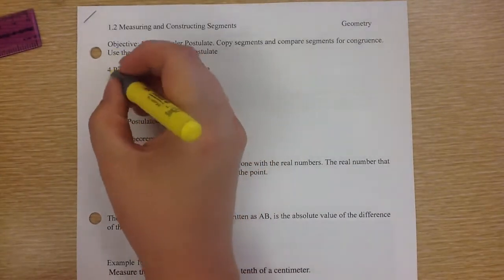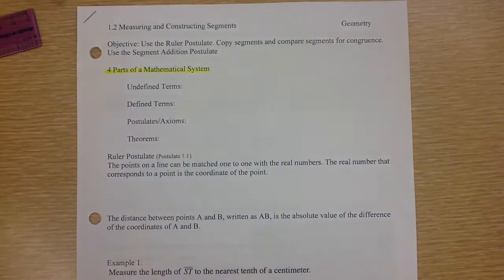Okay, here are the 4 parts of a mathematical system. We'll be using highlighter today. If you do not have a highlighter, please pause the video and go get one.